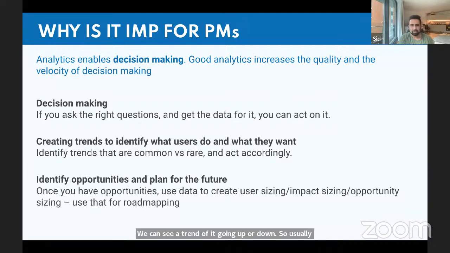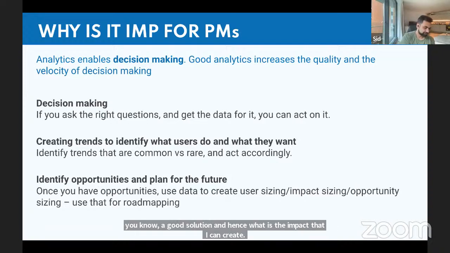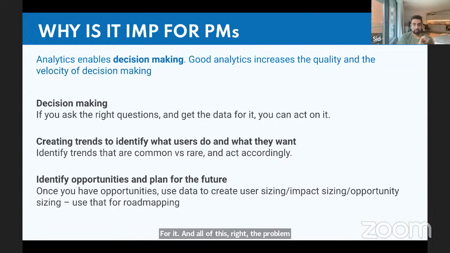And then finally, I think a lot of you already mentioned this in the chat, you're trying to understand behaviors and trends. Hopefully, if the analytics is right and the data is accurate, you are identifying opportunities. You are identifying what the problem is and hopefully what a good solution is, and hence what impact I can create for it. And all of this, the problem identification, the problem sizing, the impact sizing, becomes a very, very critical part of your roadmap. So if you're not doing analytics correctly, if you're not doing enough of it, then the quality of your roadmap will start suffering, especially when you're at a bigger scale.